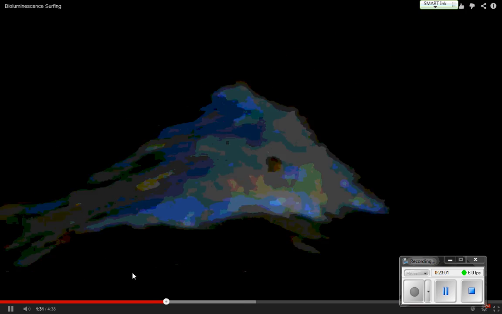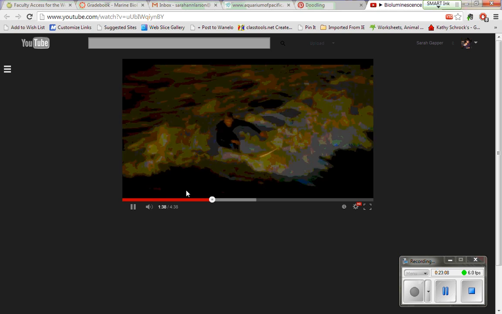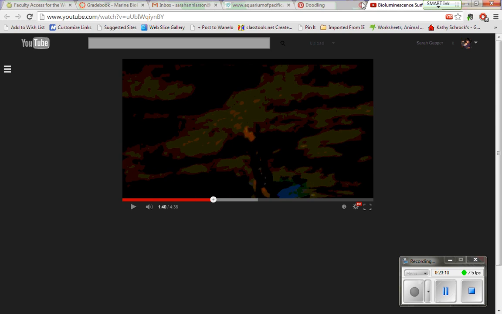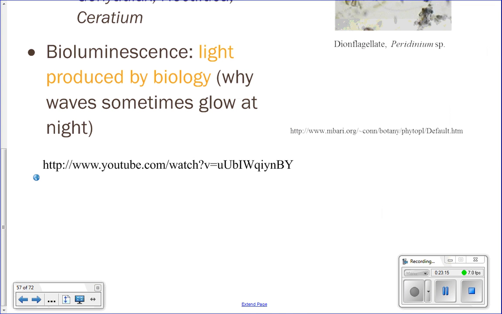So yeah, see that? Isn't that awesome? You can see when the waves crash, it glows. So you can see it from the shoreline. You can see the waves glow. Isn't that cool? It does light up the sharks and stuff too. So pretty awesome. No, during the summer, it'll happen, because that's when you get the blooms of phytoplankton.